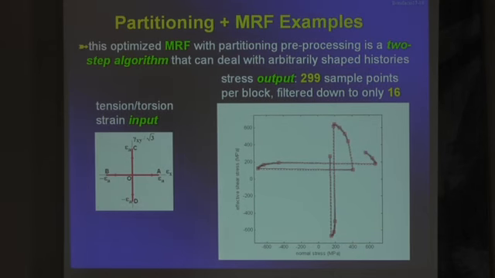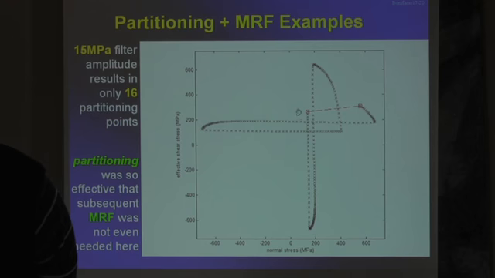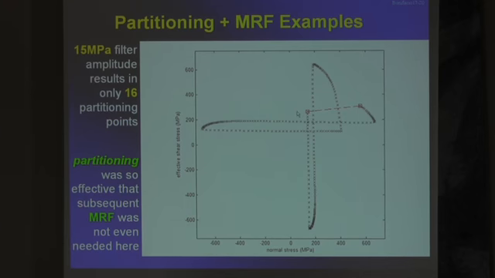Here is another load history. 300 points. Too many points to be analyzed. We don't need to do that. Look.